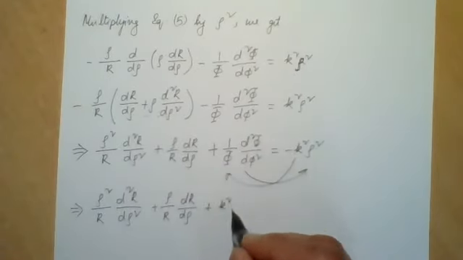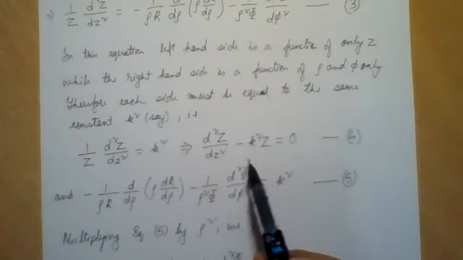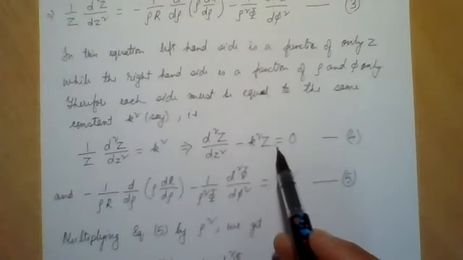So we have obtained 3 equations. We started with the Laplace equation, which is a partial differential equation, and now we have obtained 3 ordinary differential equations. What is the first equation? The first equation is equation number 4: d2Z by dz square minus k square Z equal to 0.